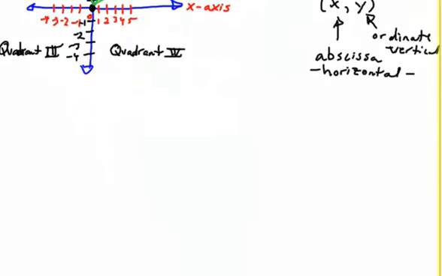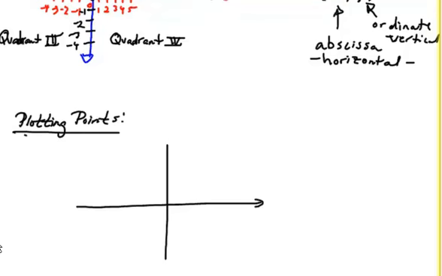So, plotting points. Notice there are arrows on the end of every axis, because we are saying, hey, this does go on forever, by the way. And this center point is always 0, 0. That's always the origin. Because it's hard for me to write all the numbers in.